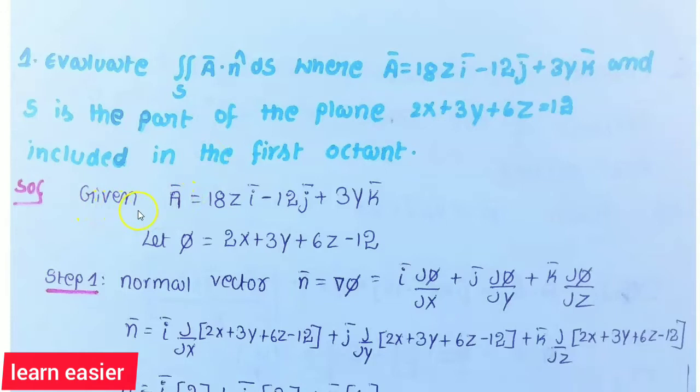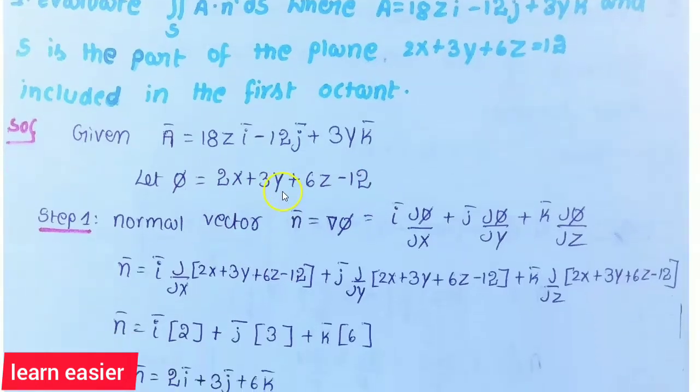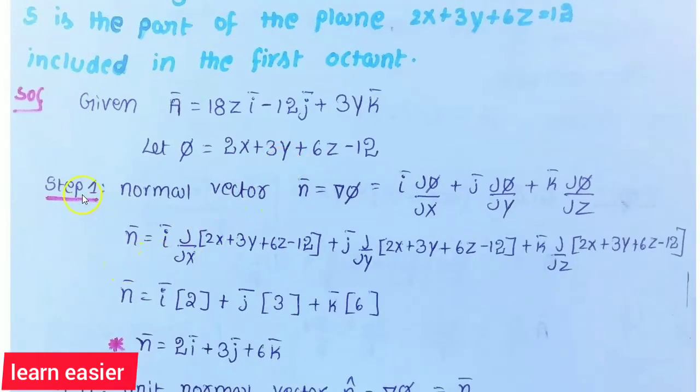The solution: given A bar equals 18z i bar minus 12j bar plus 3y k bar, and here is the plane. This plane is taken as phi, so phi equals 2x plus 3y plus 6z minus 12. Step 1 is to find the normal vector n bar. So n bar is del phi.